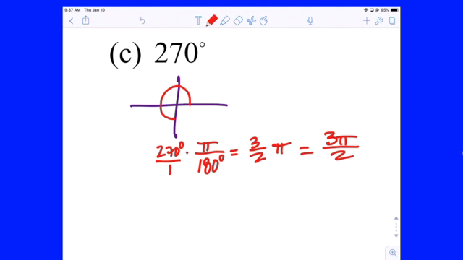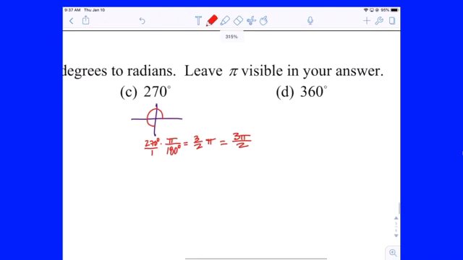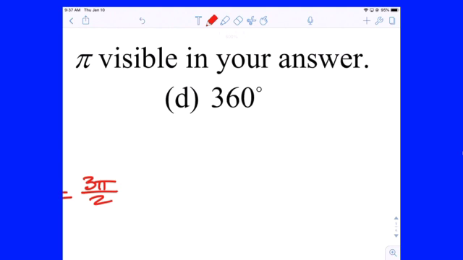So 0 degrees is 0 radians. 90 degrees is pi halves radians. 180 degrees is pi radians. 270 degrees is now 3 pi halves radians. And then 360 would be what? 2 pi radians. And again, you don't have to write rads after it. It's just helpful to do that because it keeps you in the context of rotation. 2 pi itself is just a number, okay?